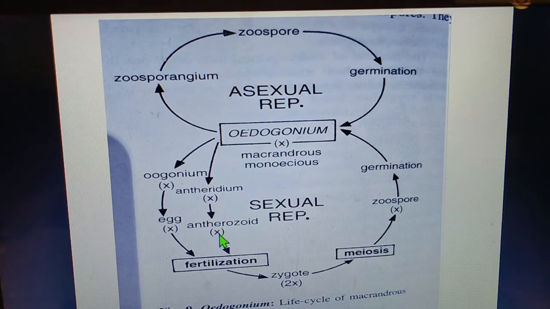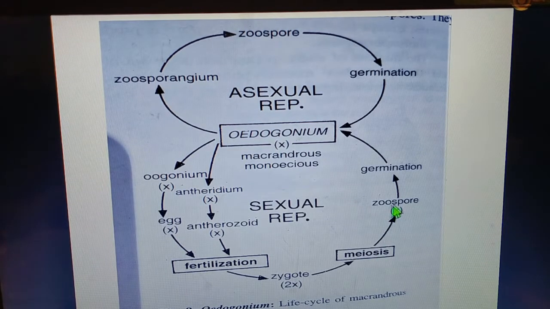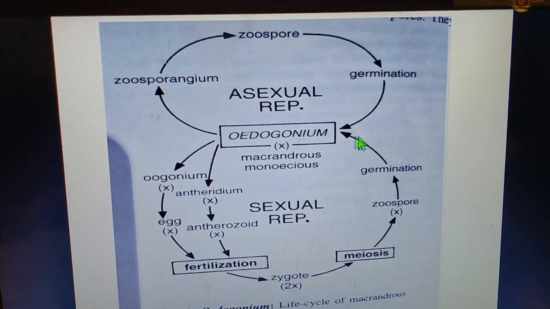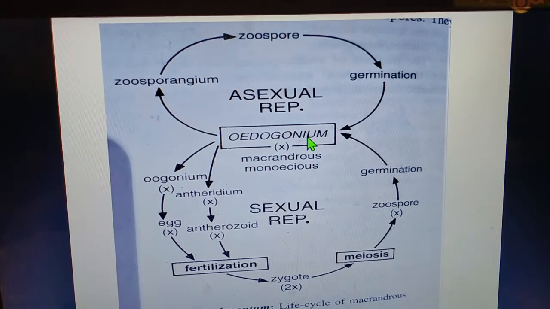Now n and n becomes 2n, right? A diploid zygote. This zygote, we know that it will undergo meiosis to give rise to the haploid zoospores. Now from diploid we are getting the haploid zoospore, and this will germinate to give rise to a haploid filament. So from a haploid zoospore we get a haploid filament.